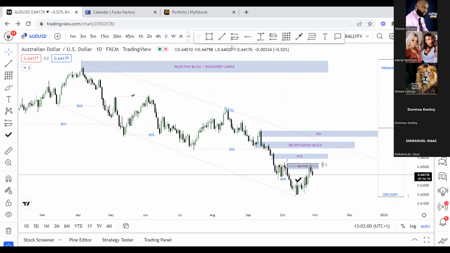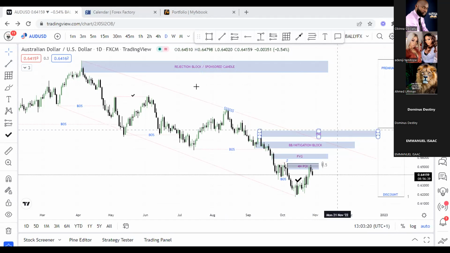Okay, so I'll continue with the 4 hours. We are presenting AUD USD. Where are you looking at? You didn't tell us where you're looking at.